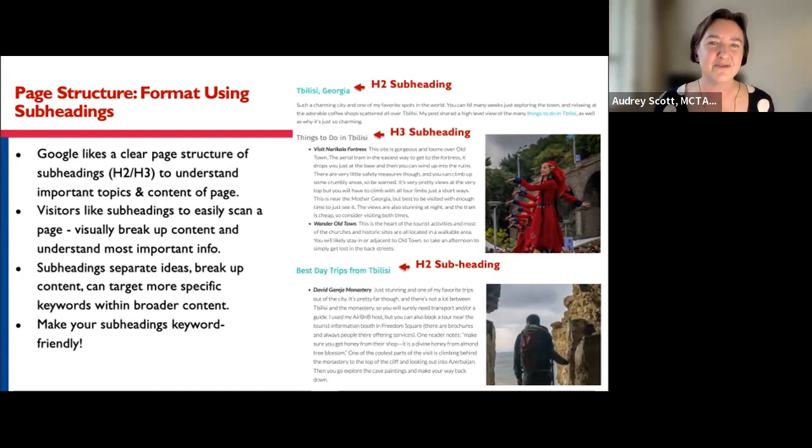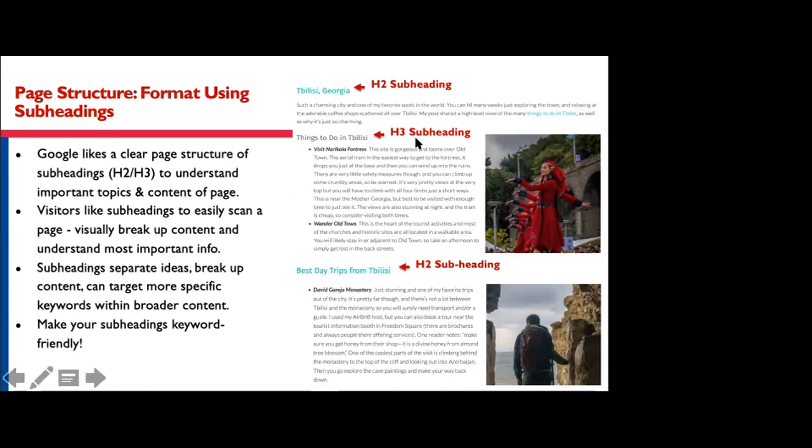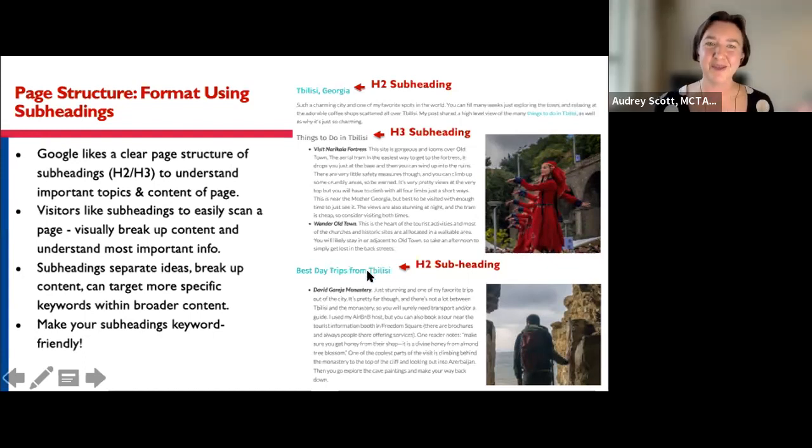This is an example from a colleague of mine who works as an SEO expert, where she has a really long guide on her website for Georgia, but she's broken it down into different subheadings. This one's Tbilisi, and the one underneath that is things to do in Tbilisi. So that's H3. But she also knows that best day trips from Tbilisi is a really popular search term, so she's added that as an H2 because she wants to make sure that Google knows I'm providing information about this popular search term.